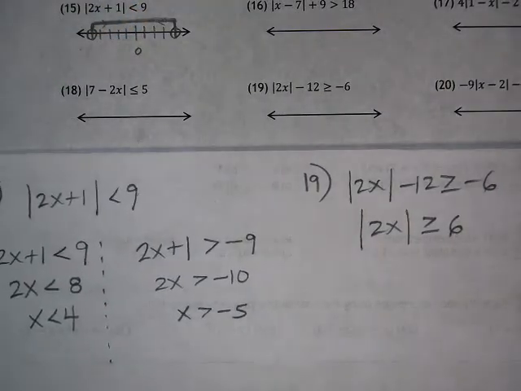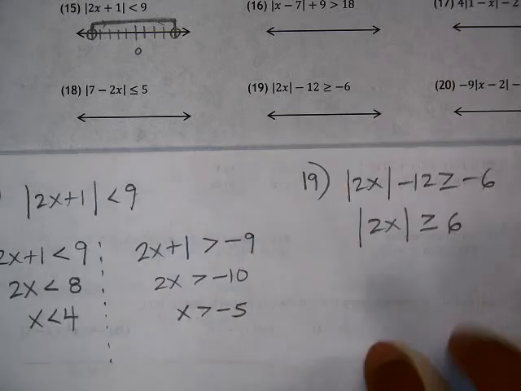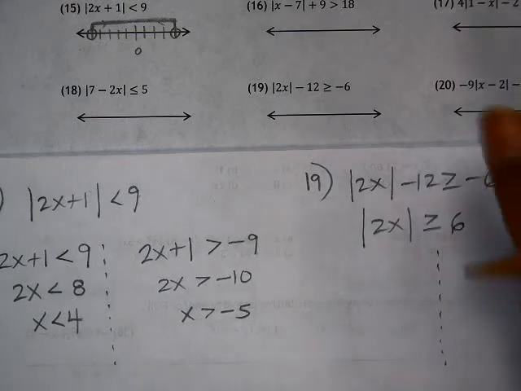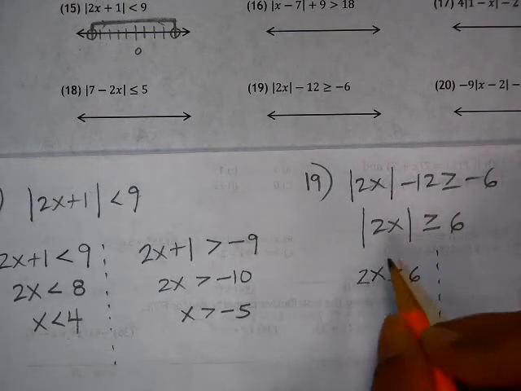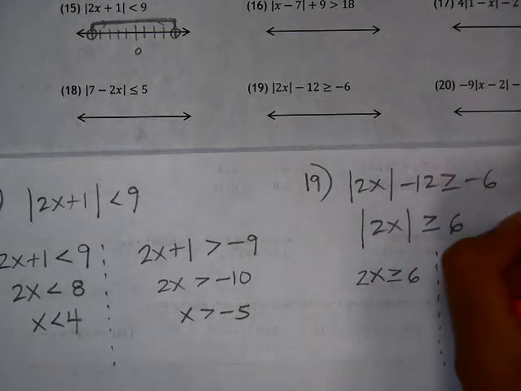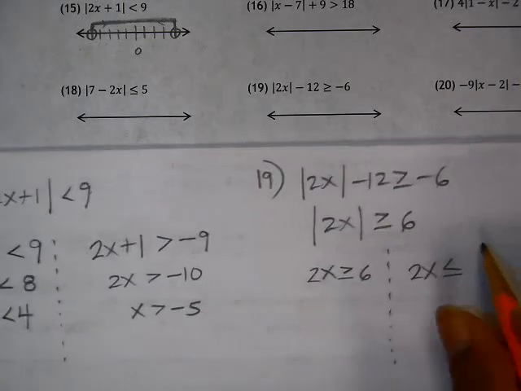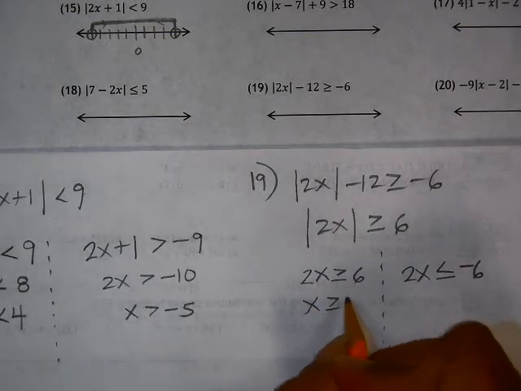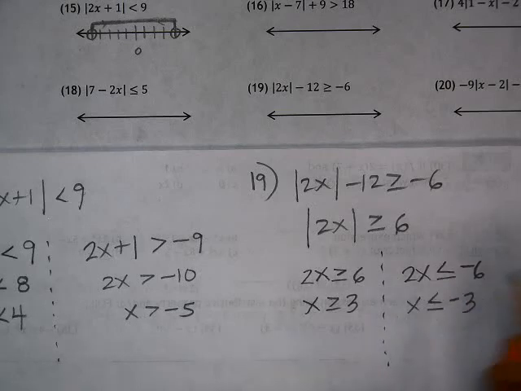Okay, then I'm ready to do the same steps I did here, which is to split my inequality into two problems. I'm going to drop the absolute value sign. The first inequality will be exactly the same, just without the absolute value. The second inequality, we need to change the inequality symbol, and we need to change the 6 to a negative 6. So this gives me x is greater than or equal to 3, x is less than or equal to negative 3.